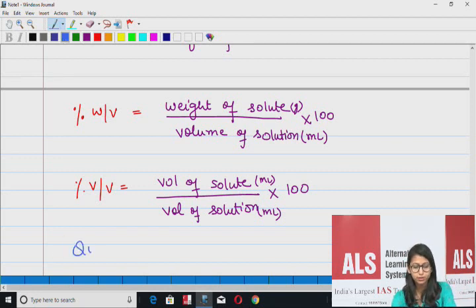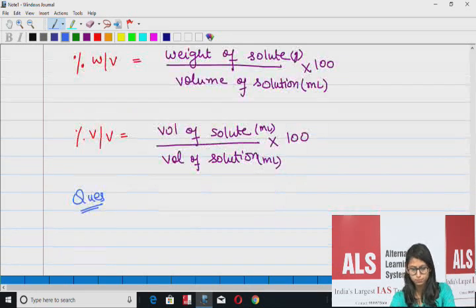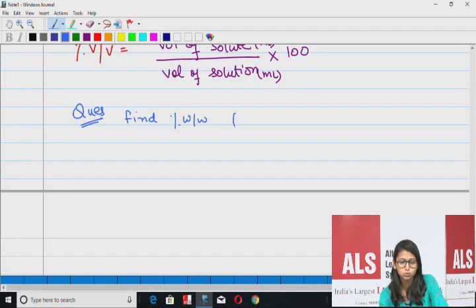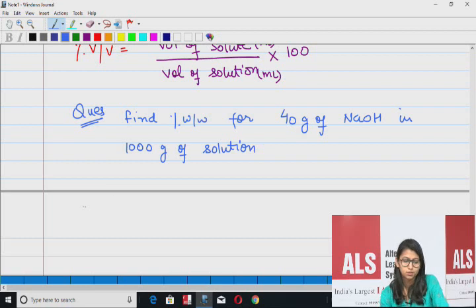Okay, then do one question. Simple question, try it. Find percent W by W for 40 grams of NaOH in 1000 grams of solution. Quickly tell me the answer. These are very, very easy questions. Okay, then I'll give you one more.